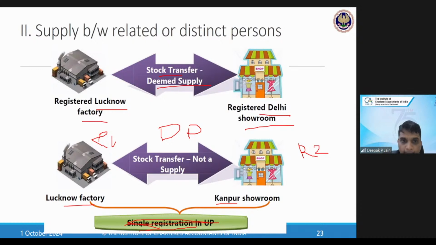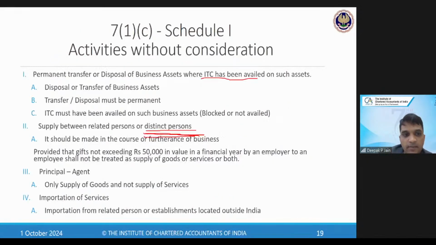Hardik, are you speaking? Yes sir. Yes, ask your question, please. Sir, in case of distinct establishments, if we supply any kind of stock or goods or services, then it is not a supply. You are partly correct, because Schedule 1 says supply between related persons should be only of goods. For services, it doesn't say anything. For services, it will be taxable.